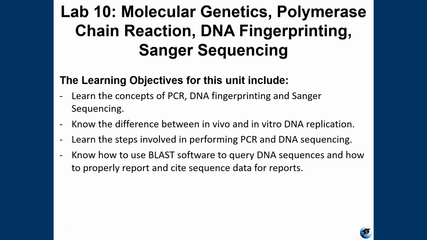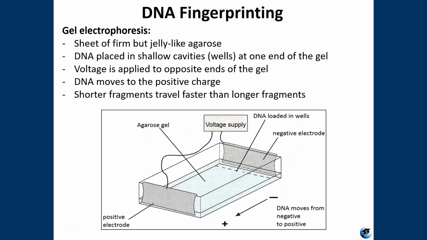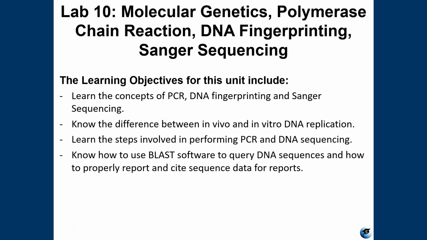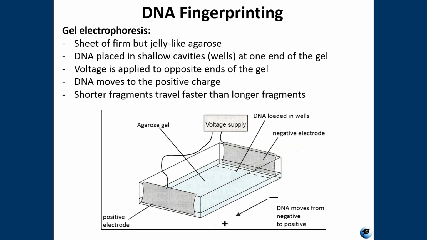Learning objectives for this unit include learning the concepts of PCR, DNA fingerprinting, and Sanger sequencing, knowing the difference between in vivo and in vitro DNA replication, learning the steps involved in performing PCR and DNA sequencing, and learning how to use the BLAST software to query your DNA sequences, and how to properly report and cite sequence data for your lab reports. That last note we'll talk about some more in the report video and also in class.